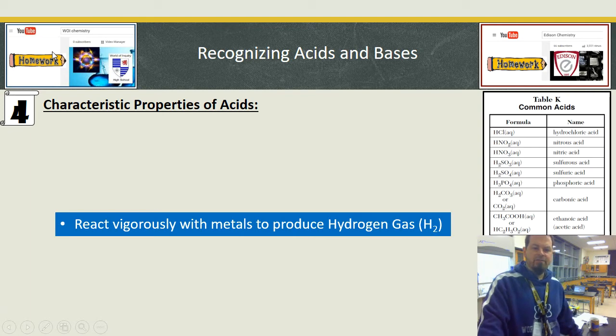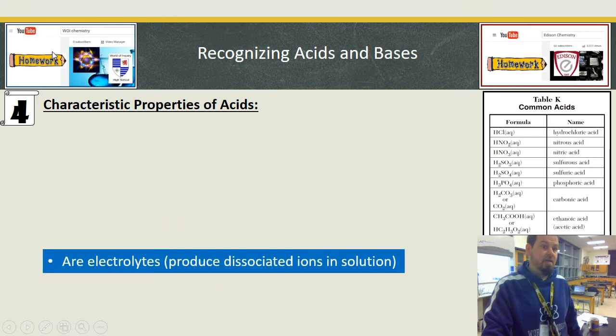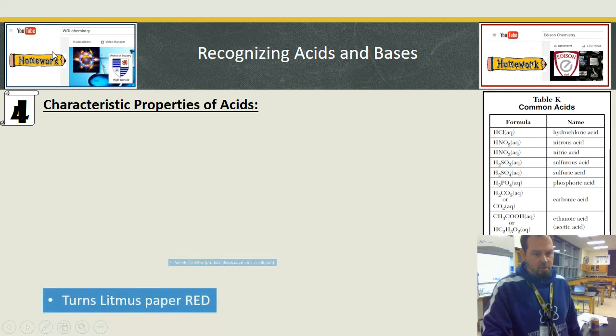They also react vigorously with metals to produce hydrogen gas. This is something they do that bases don't. So keep in mind that this is one where we can use to separate them. H+ and react vigorously, okay, and sour and tart. They are electrolytes and so are bases, so don't get that confused. I cannot differentiate an acid from a base just on the fact that it lights the light bulb. Both of them will do that.